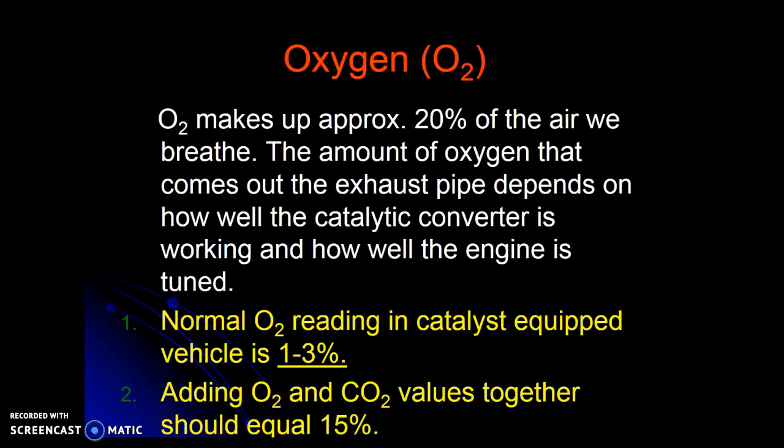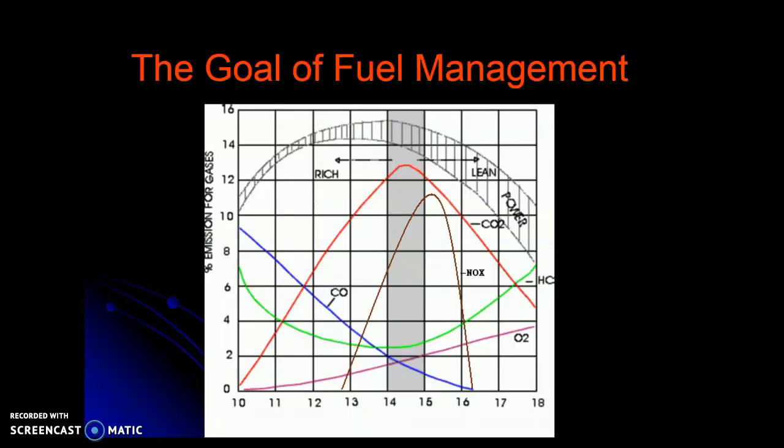Now, that's not a test you would do to measure if the cat's bad or not, but it gives a technician a heads up on what's going on with the engine. So basically the goal of fuel management is stoichiometric. This is our air-fuel ratio, how many parts air to fuel. So 10 parts air to 1 part fuel, 18 parts air to 1 part fuel. So this is lean, this is rich, and these are the different gases.